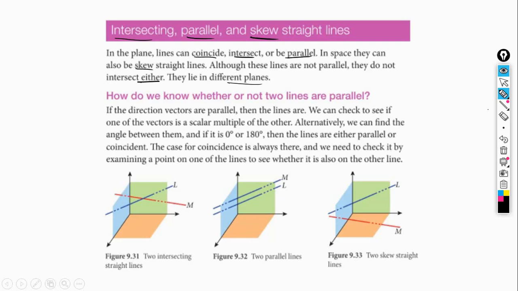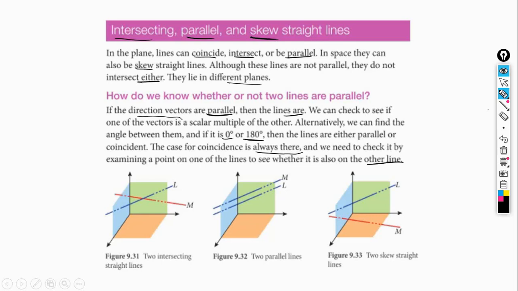How do we know whether or not two lines are parallel? If the direction vectors are parallel, then the lines are. We can check to see if one of the vectors is a scalar multiple of the other. Alternatively, we can find the angle between them, and if it's 0 degrees or 180 degrees, then the lines are either parallel or coincident. The case for coincidence is always there, and we need to check it by examining a point on one of the lines to see whether it is also on the other line.